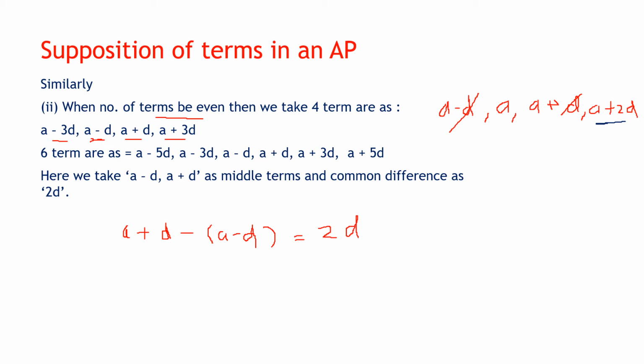So here remember, the middle terms are A minus D, A plus D, and the difference is 2D. If there are 6 terms, you will take A minus D, A plus D, add 2D, so 3D, add 2D more, so 5D. On the left, subtract 2D. So this is what you should remember when there are odd terms or even terms, what you are supposed to take.